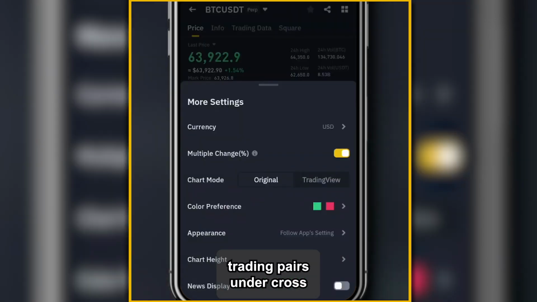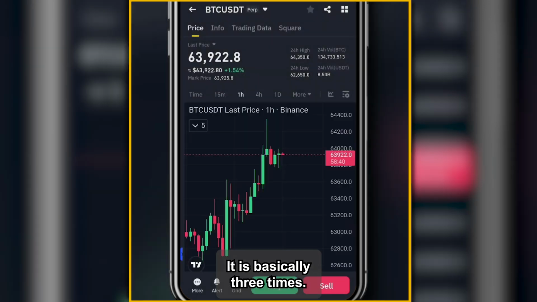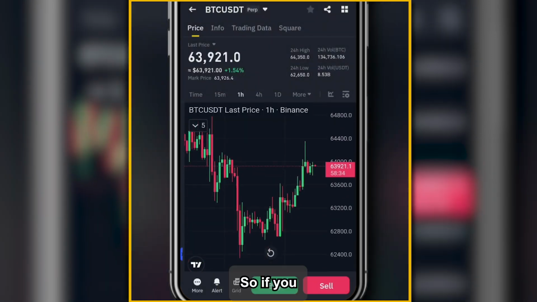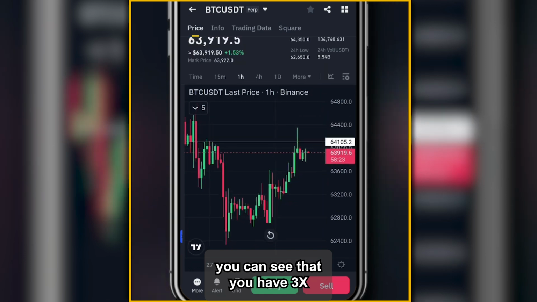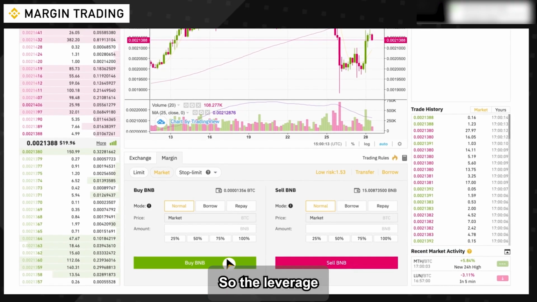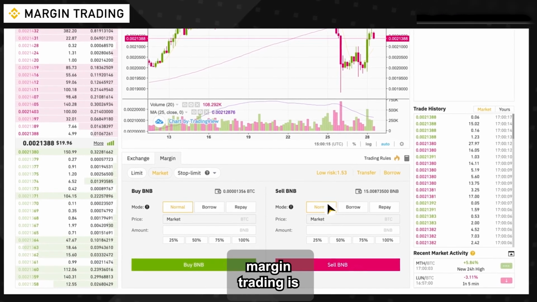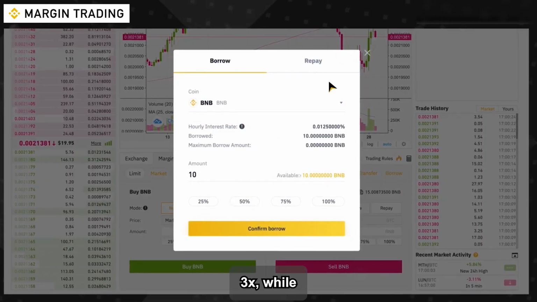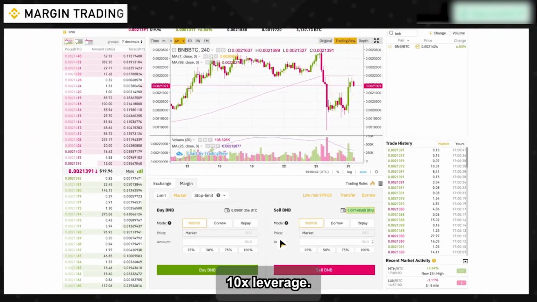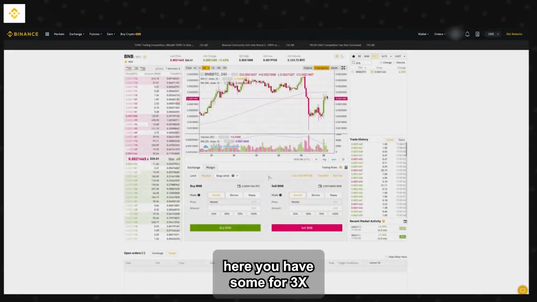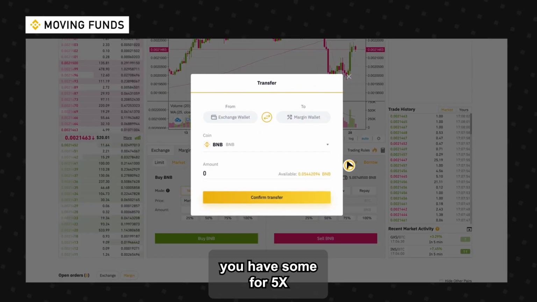the trading pairs under cross-margin trading is no more than 3 times. It is basically 3 times. So if you look at all the trading pairs, you can see that you have 3x beside each of them. So the leverage you can use for cross-margin trading is 3x, while for isolated margin trading, you can use from 3x to 10x leverage. So if you see here, you have some for 3x, you have some for 5x.